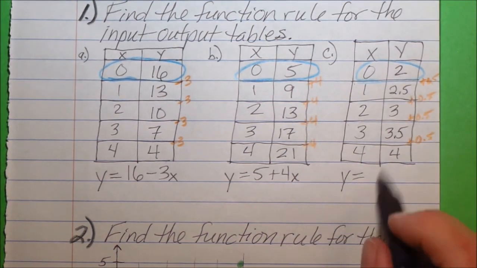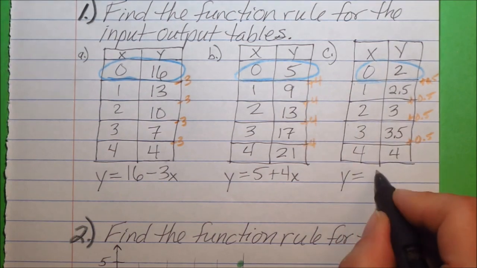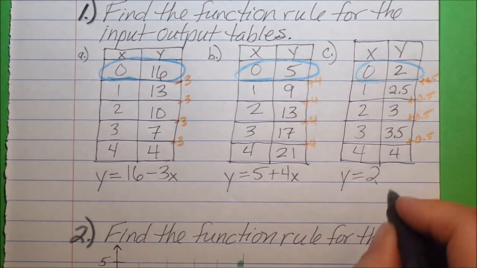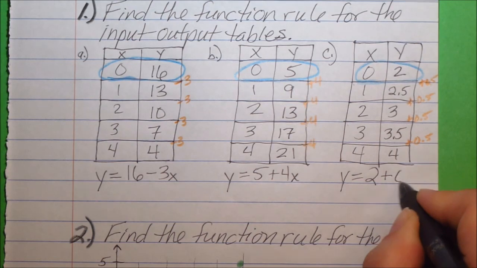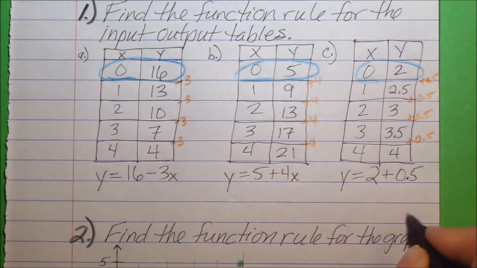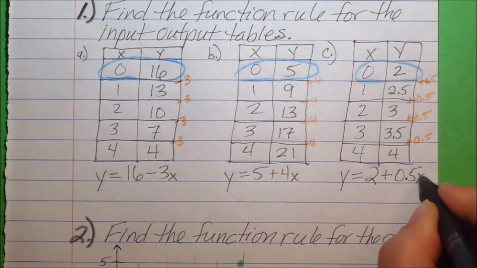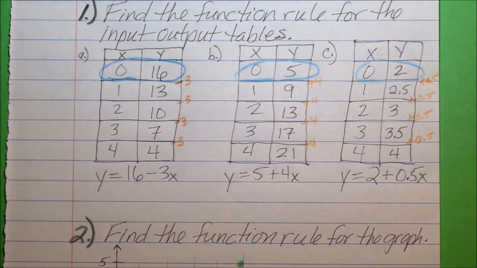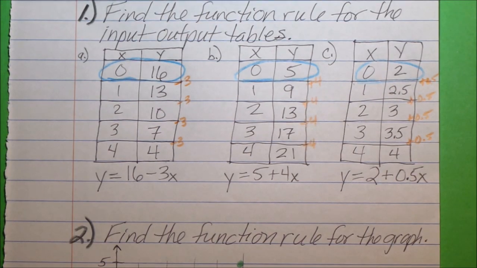So my start value is 2, where x is 0, 2 is my start value, and I am adding 0.5 every time. That's my rate of change, always times x. So that's how we would find the function rule for these tables.